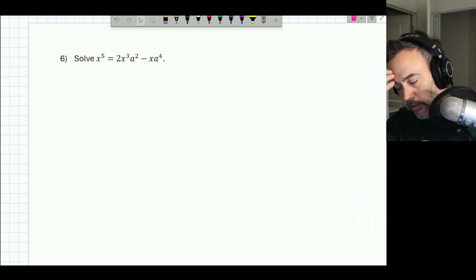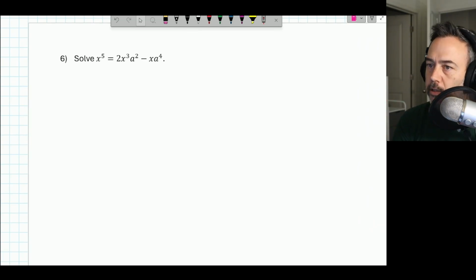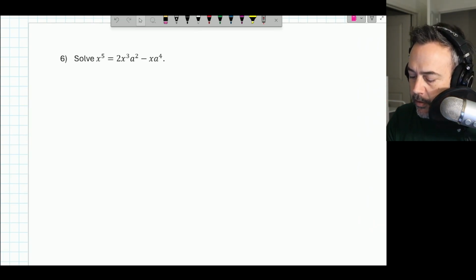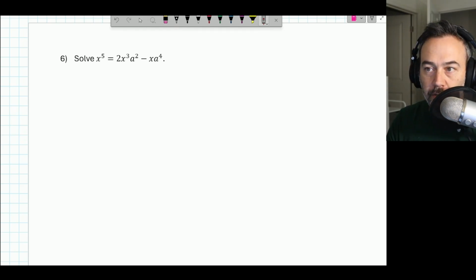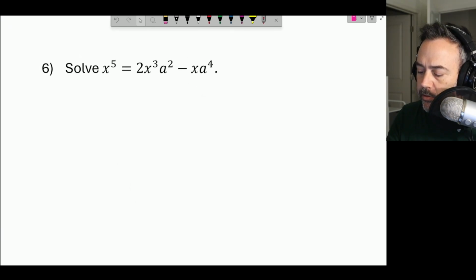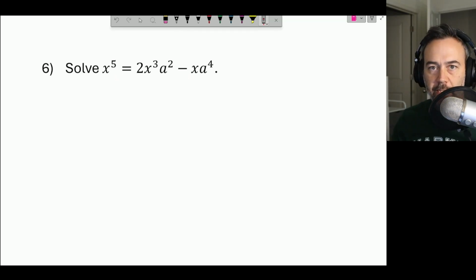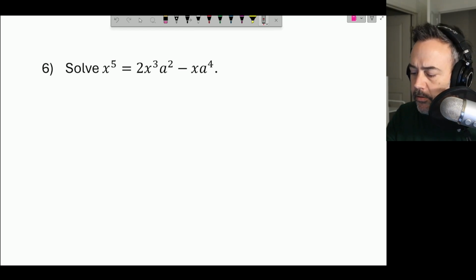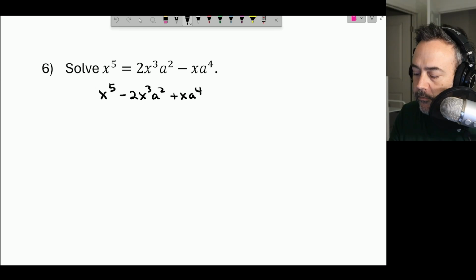The rest of these I think are just all solving equations and inequalities, so let's just jam through them. Okay, let's look at this. So the variable is x, we're solving for x, a is some unknown constant. Let's just do an analysis here. Do you notice first thing that there is at least one factor of x in each term? So the first thing we should do is just get everything to one side and factor out any common factors. Always do that. x to the 5th minus 2x cubed a squared plus xa to the 4th.